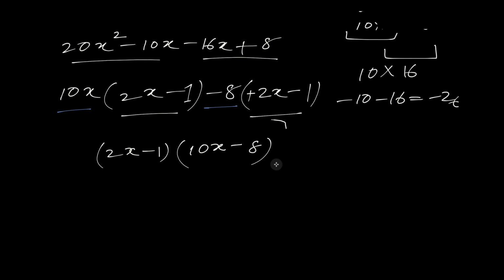So is it an answer? Just think one more time, because 2x minus 1 we cannot solve, but can we solve 10x minus 8? Yes, it can be further solved. So I'm going to keep 2x minus 1 as it is, but I'm going to write this 10x minus 8. Further, I can take 2 as the common factor and write the parenthesis. 10x divided by 2 is 5x, minus 8 divided by 2 is 4.